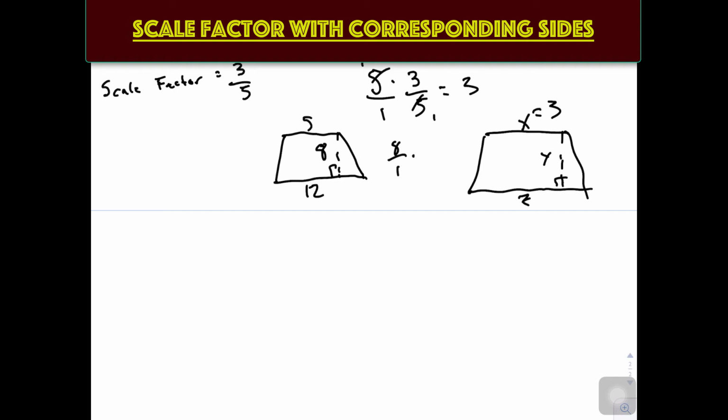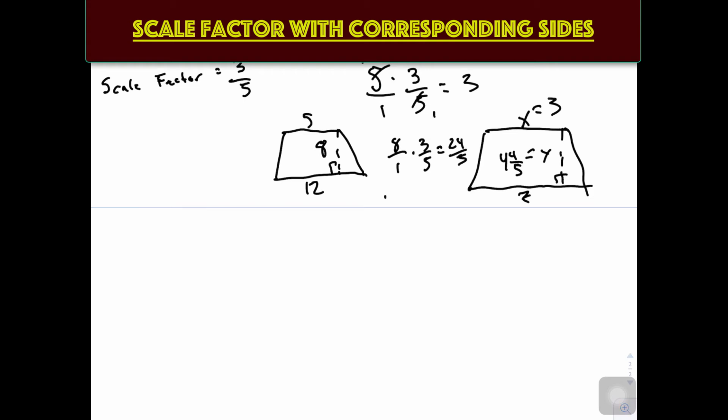Y would be 24/5, equivalent to 4 4/5 or 4.8. Finally, we have 12 over 1 times 3/5, which would be 36/5, which is 7 1/5 or 7.2. So that's another question they might ask you.